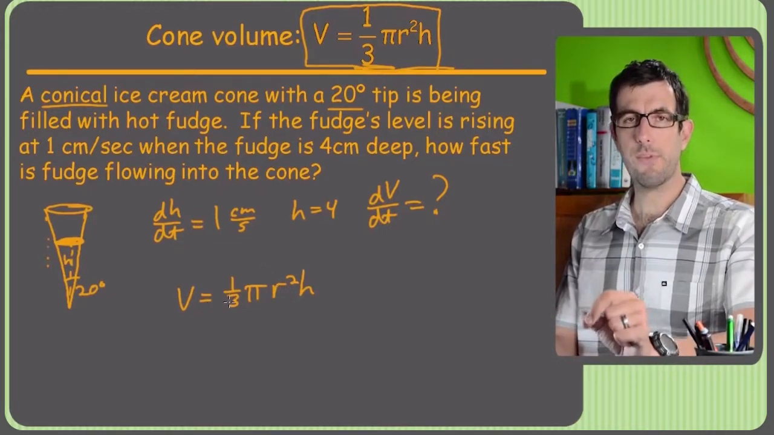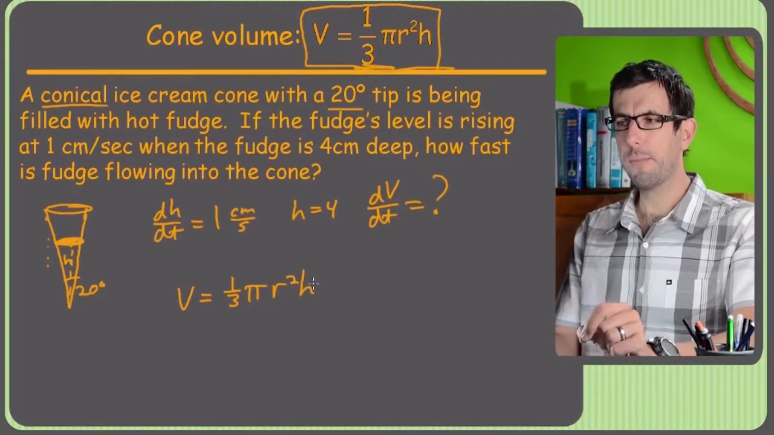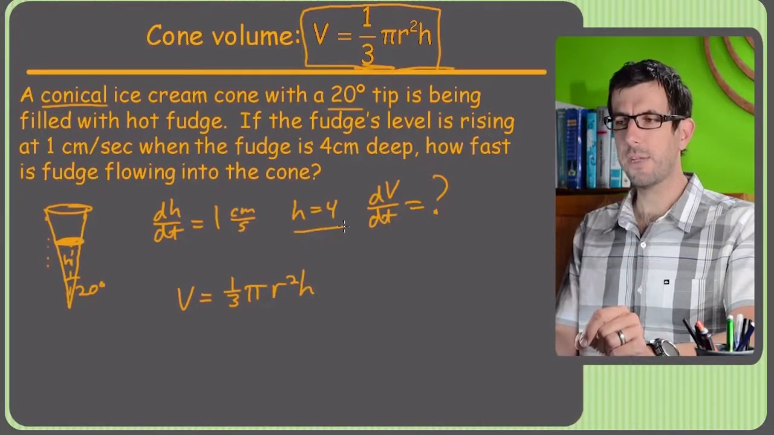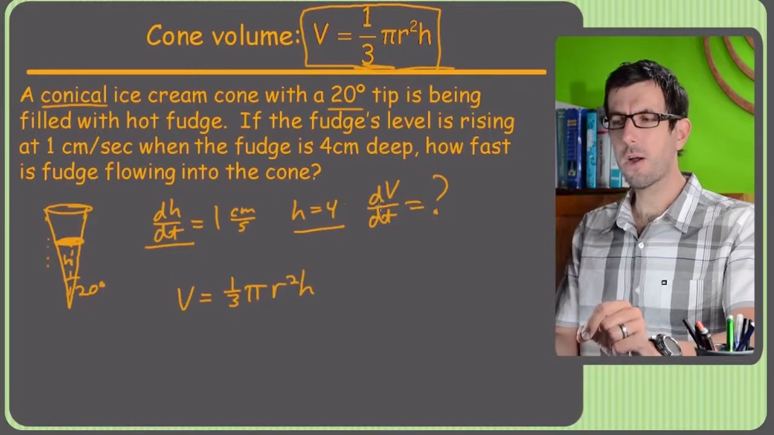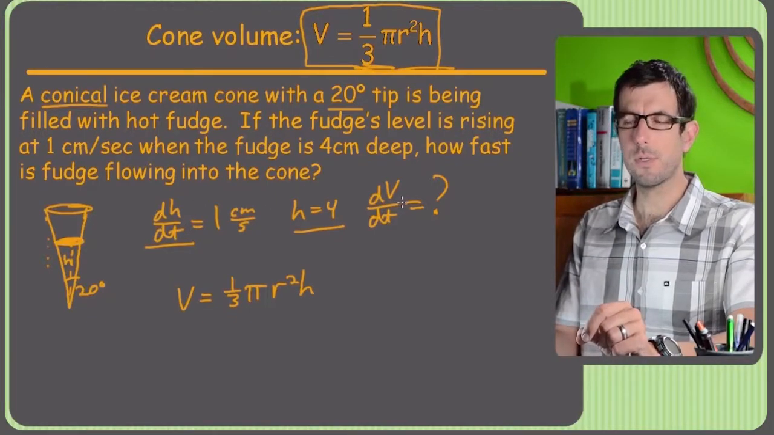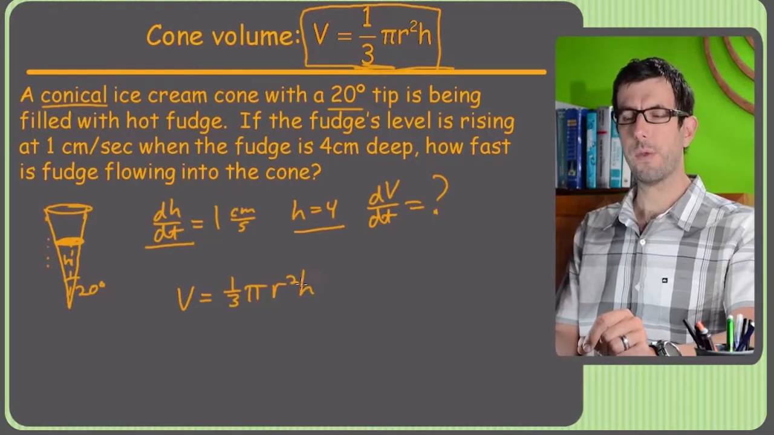Alright, so we could take the derivative right now, we'd have a product rule, but it's doable. But the problem is that they've given us h and dh/dt, but right now we do have some h's, but we also have r's. And I don't see any r's in any of my givens or any of my asked fors. So that means I want to get rid of the r's and replace them with h's.